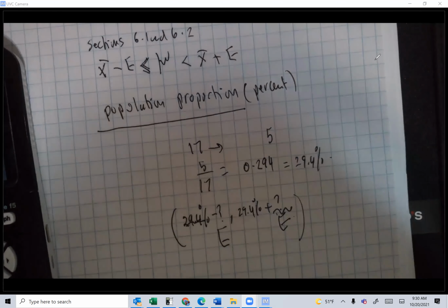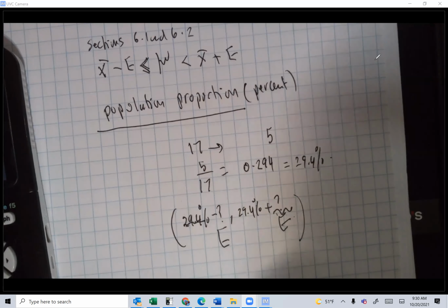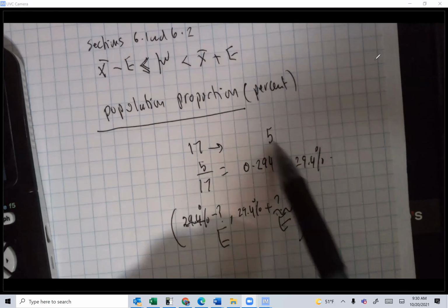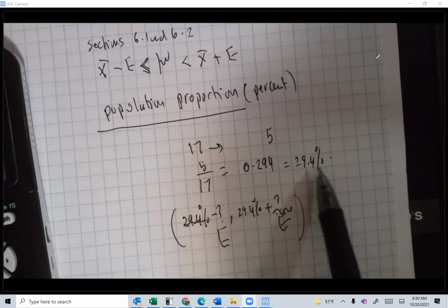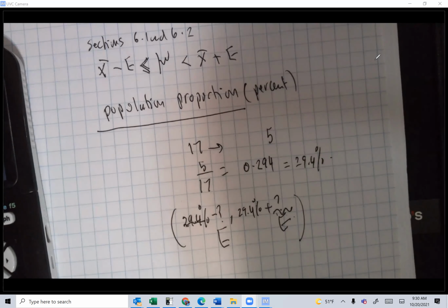So there is also a margin of error for the proportion. A proportion is different from the mean. The mean is a value, a number. A proportion is a percent. And that's an example about the proportion. Now, what do we call the 29.4%? It is called the proportion from the sample. It's a sample proportion.